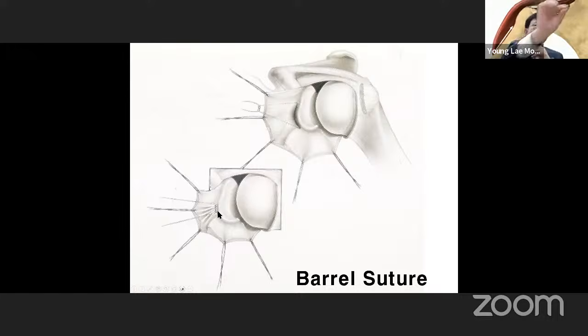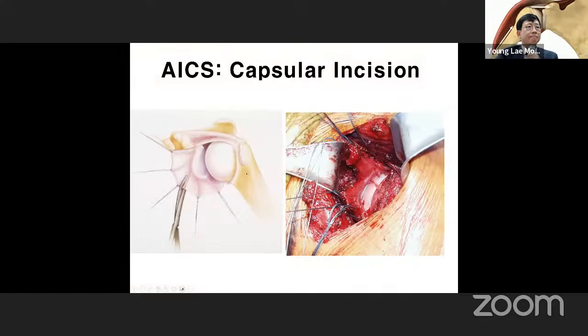This area is shrunk to this size. So we obtain proper capsular shrinkage and treat the capsular instability. Also, we can obtain a proper amount of proprioception, the sense, and perform capsular shift, the capsular incision in between the MGHL and IGHL.